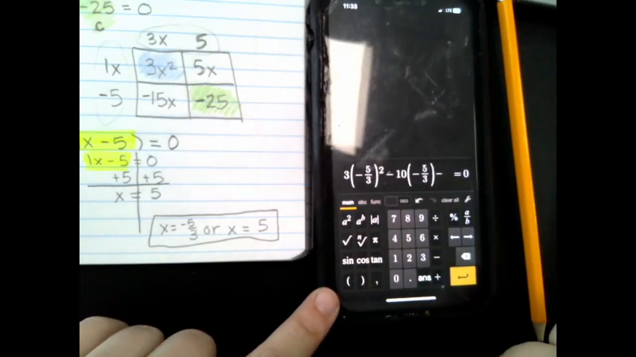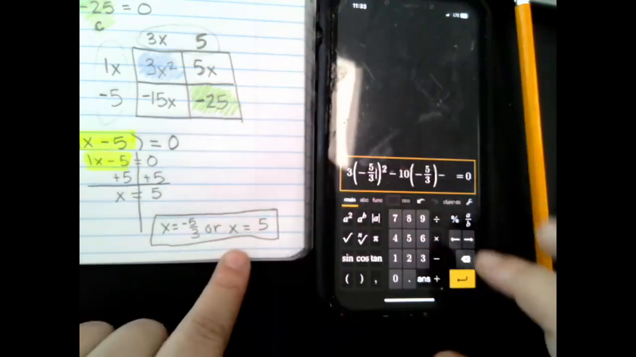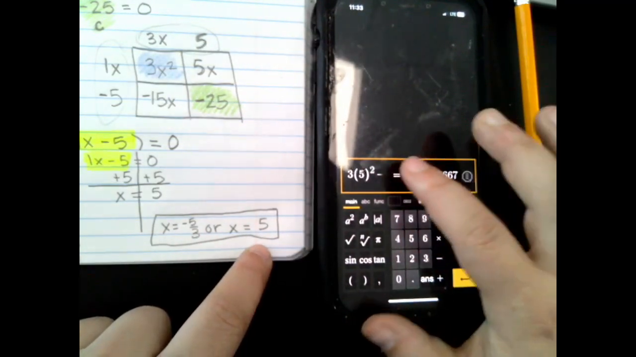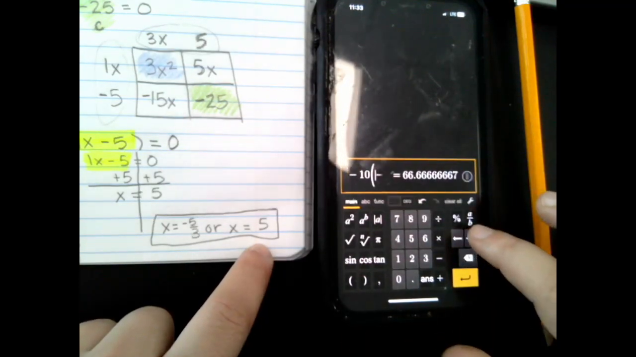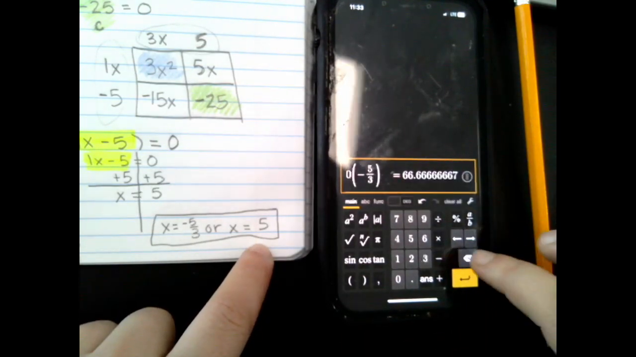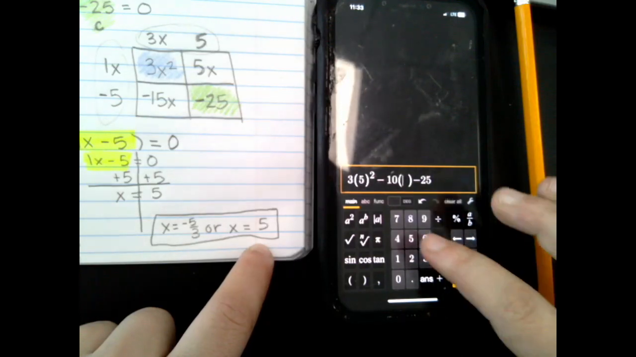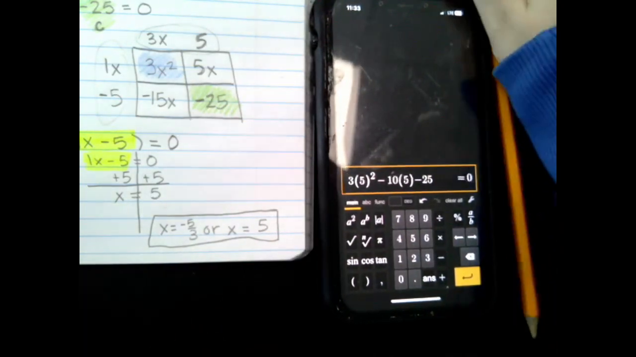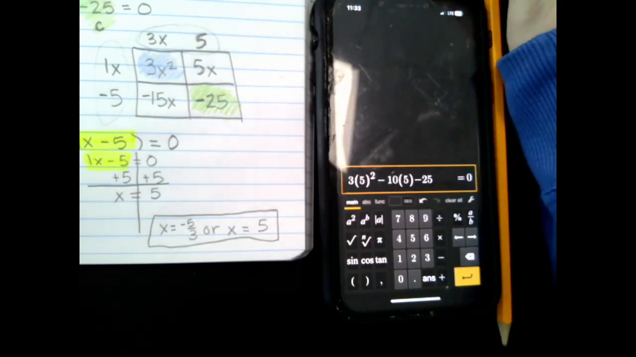Yep, equals 0. But that's not the only answer. What else could I put in to make my answer 0? 5. And my answer is 0, so it works. All right, that was a lot. I agree.